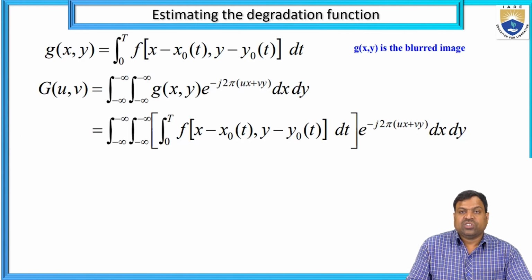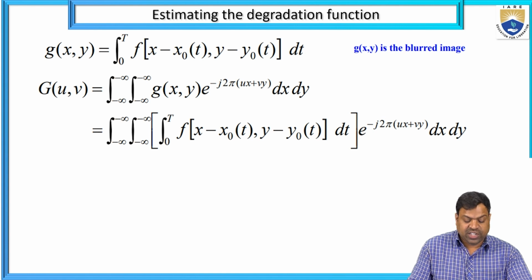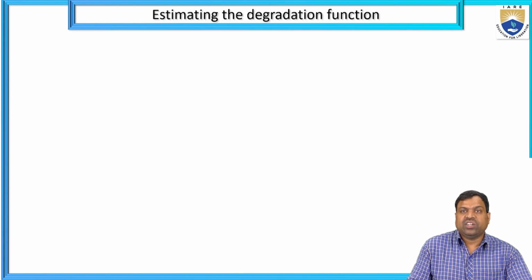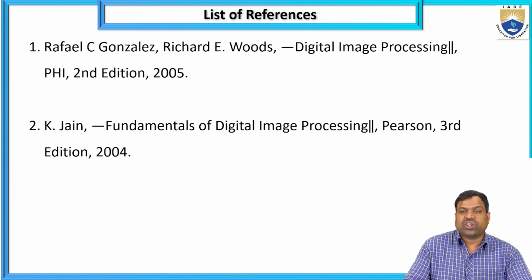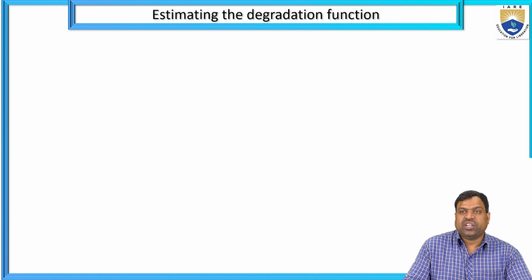So what is the function? g of x, y equals integral 0 to T of f of x minus x0 of t, y minus y0 of t, dt. G of u, v equals integral from minus infinity to infinity, minus infinity to infinity of g of x comma y, e power minus j 2 pi of ux plus vy, dx dy. Another one is the integral from minus infinity to infinity of the integral 0 to T of f of x minus x naught of t, y minus y naught of t, dt, whole, times e power minus j 2 pi ux plus vy, dx dy. This is estimating the degradation function. These are the references for this topic.